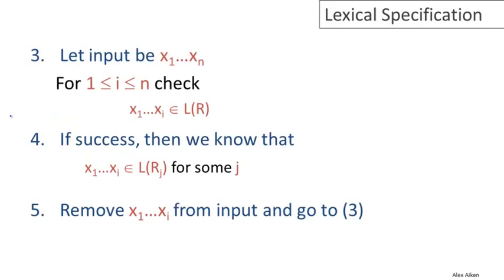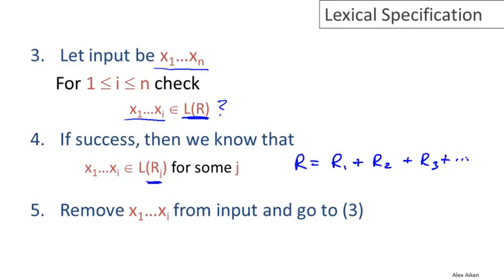And now here's the heart of how we actually use this lexical specification to perform lexical analysis. Let's consider an input, a string x1 up to xn. For every prefix of that input, we're going to check whether it's in the language of the regular expression. We look at some prefix starting with the first character, and we ask ourselves, is it in the language of that big regular expression? If it is, then we know in particular that that prefix is in the language of one of the constituent regular expressions, because remember that R is equal to the sum of all the different token classes of our language.